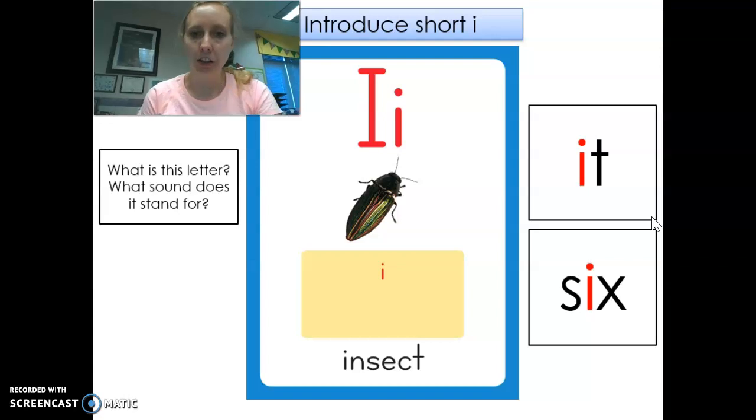So we are working with the short i sound. The name of the letter is i, but the sound of the letter is /i/, as in it and six. Okay, let's blend some sounds together.